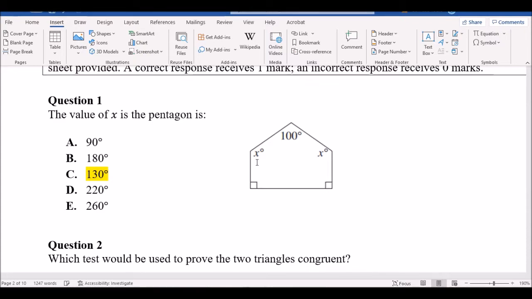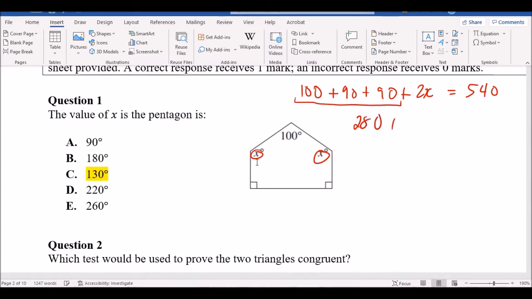Okay, so that means if you go 100 plus 90 plus 90 plus these two x's, it should equal 540. And then from there you can work it all out algebraically. To do that, you can put these together. So these are your like terms. So that'll be 280 plus 2x equals 540.